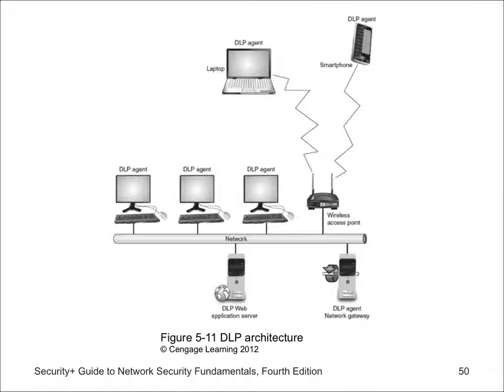So here's an example of a DLP architecture. It's a web application server, DLP is. And you'll notice here, it has at the top a smartphone with an agent and a laptop with a DLP agent, and a couple of computers, three computers, a wireless access point, a network pipe, and then the actual DLP application and the agent gateway. And all this is doing is basically determining at all points exactly where everything is on that software, how it's being used.